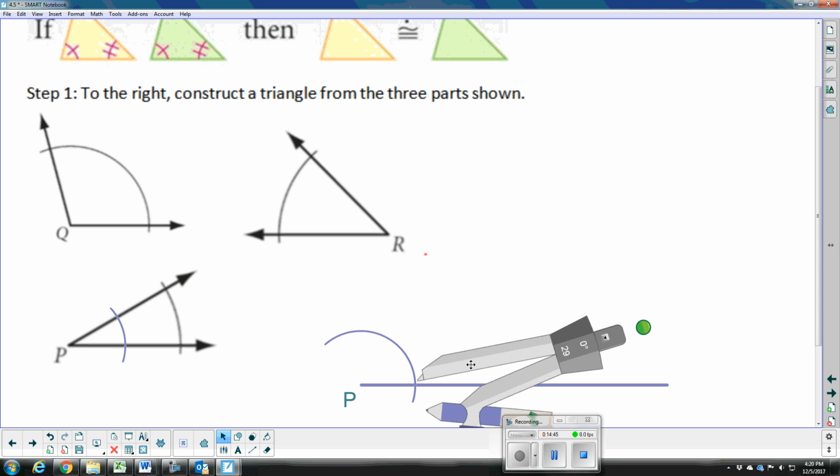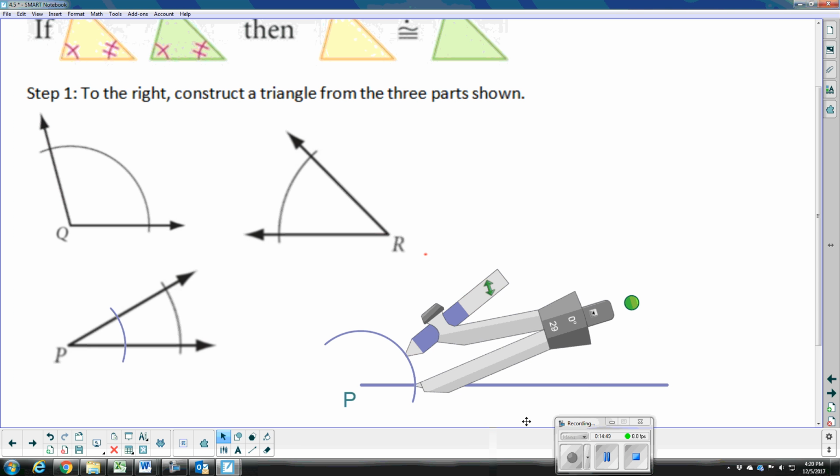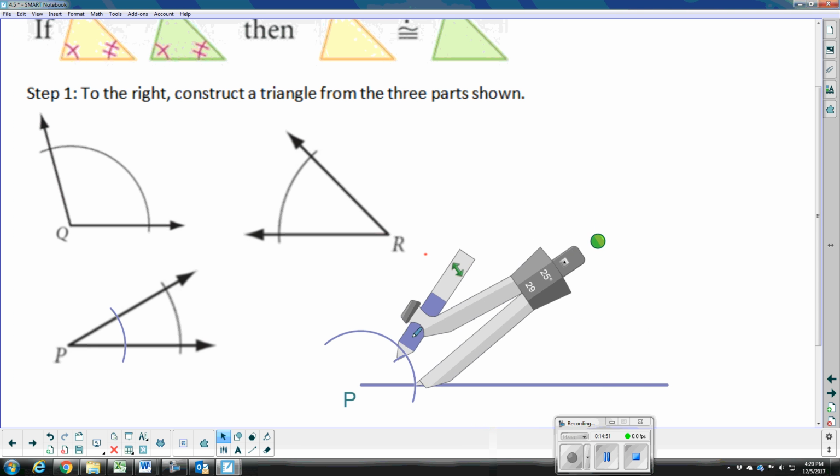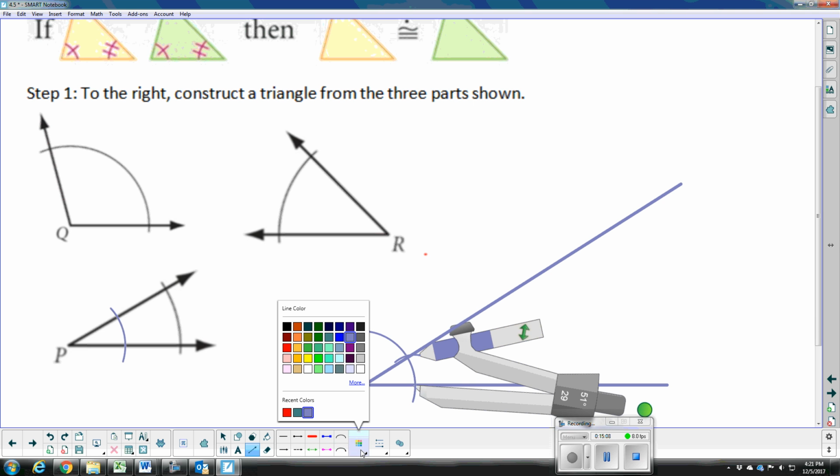And then the point where those two arcs intersect will give me a point on my angle, and the other point is my vertex. All right, so here's angle P. Now I'm going to duplicate angle R. So I'll change the color of my pen to blue.